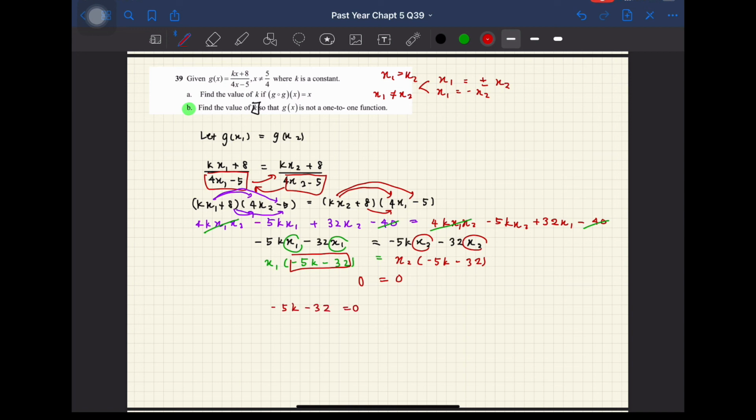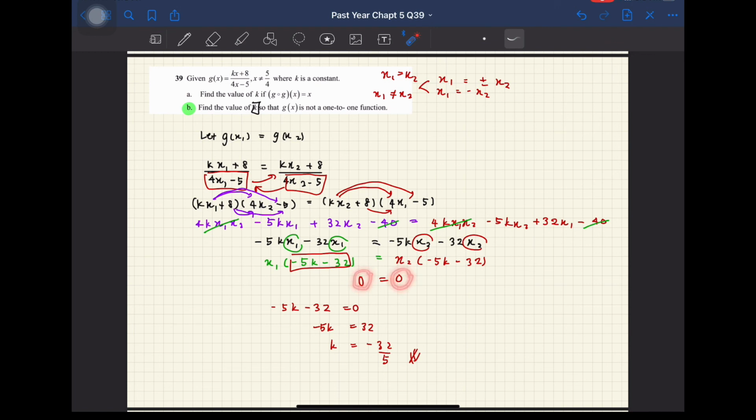So negative 5k is equal to 32. k is equal to negative 32 over 5. This is your final. Okay, so sebab apa? Sebab apa sebenarnya dia tak boleh kosong dengan kosong? Sebab kita punya conclusion, dia mesti x1 is equal to x2 dekat sini. Okay, so ini baru kita cakap dia sebagai one-to-one function. Kalau dekat sini kosong, dekat sini kosong, kita tak panggil dia sebagai one-to-one function.